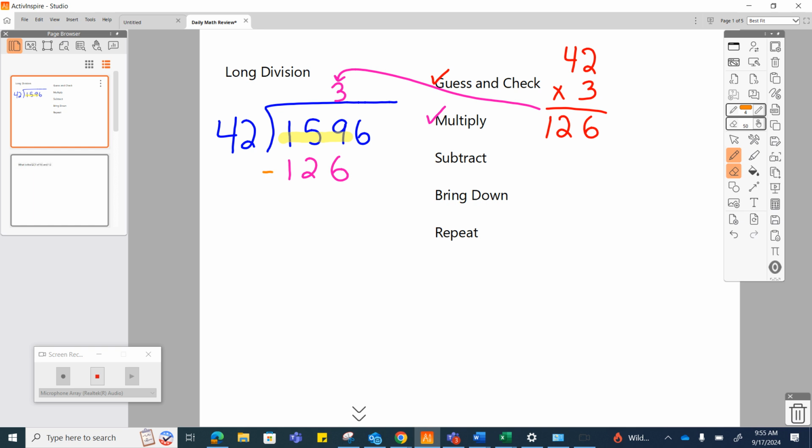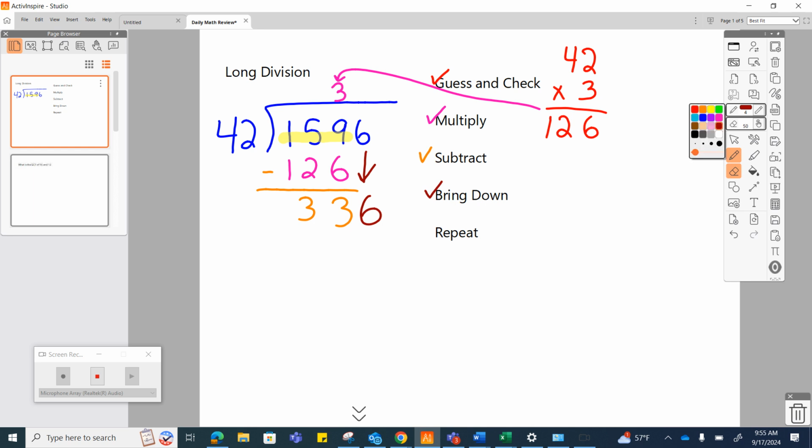So 9 minus 6 is 3. 5 minus 2 is 3. So that works. Our remainder, what we get for subtraction, has to be less than what we're dividing by. So I've done my subtraction. Now I can't divide 42 into 33 though, because as I said, 33 is smaller than 42. So I'm on to my next step, which is bring down. Okay, so now I'm going to do, that's bring down, 42, and then it says repeat.